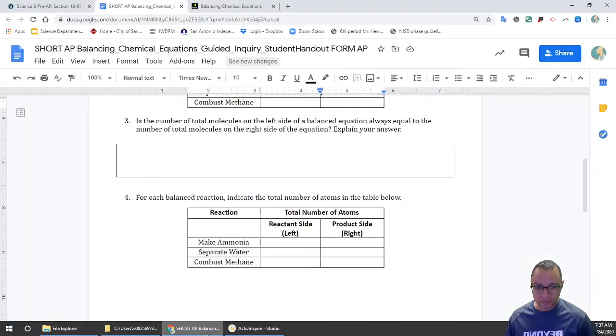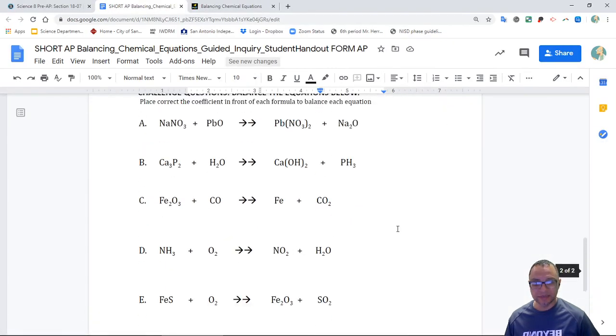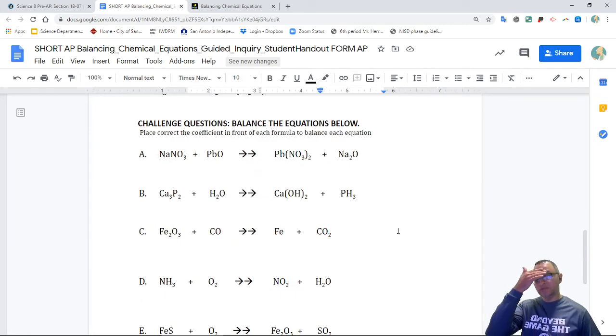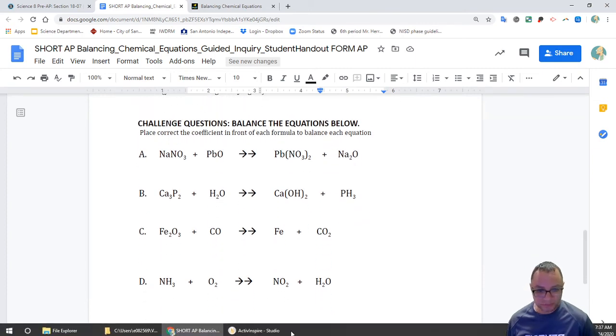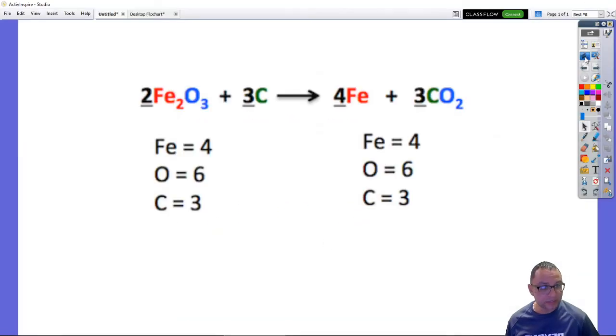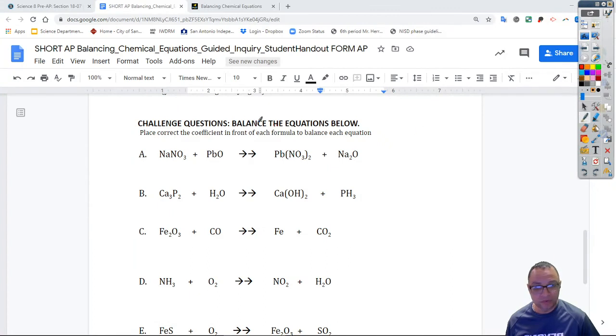Now, some of you will receive an assignment that actually contains the bonus. If you didn't receive the bonus and you want to attempt the bonus, feel free to shoot me a message and I can send it to you. But the way this bonus works is you'll notice that there are no coefficients for any of these formulas. So what you're tasked to do is add the correct coefficients and then count the atoms to determine if you've effectively balanced this equation.